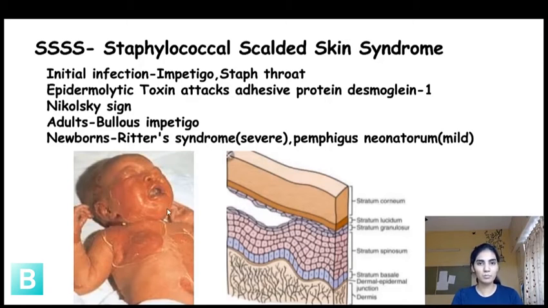This disease is usually seen in newborns, which shows irritability, fatigue, chills, and rashes like this. Its milder form is called pemphigus neonatorum, and when it involves systemic manifestations, it is called Ritter's syndrome. In adults, it has a more localized infection called bullous impetigo.